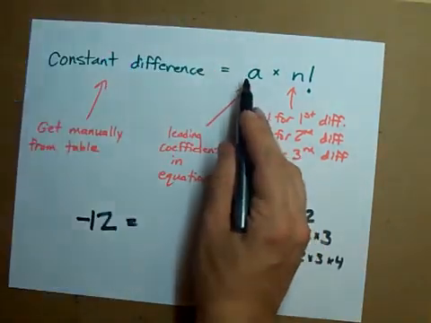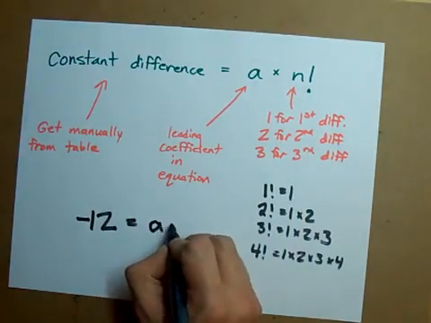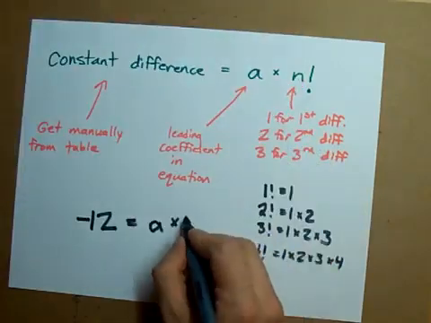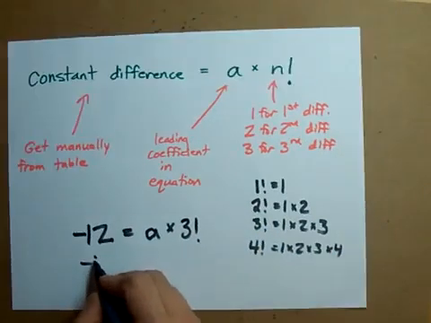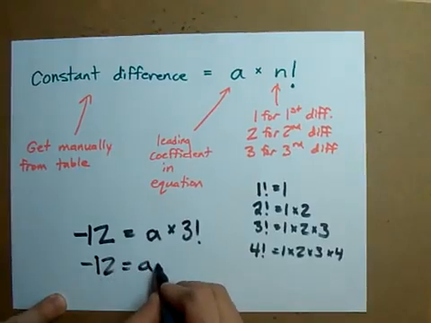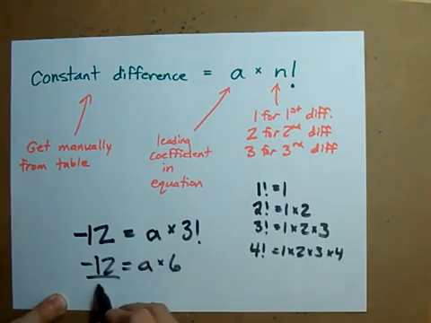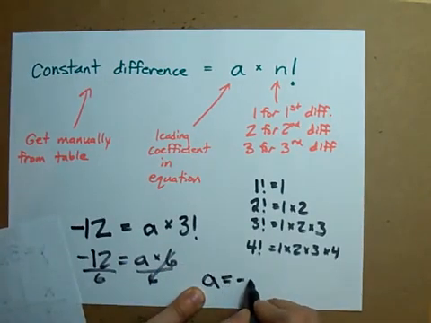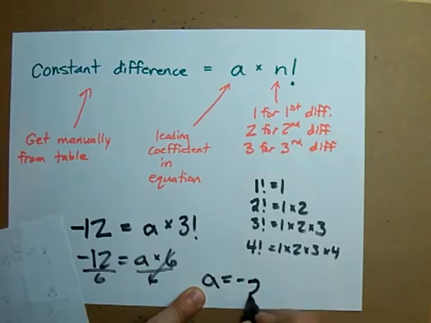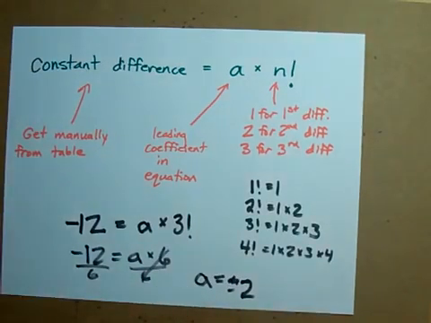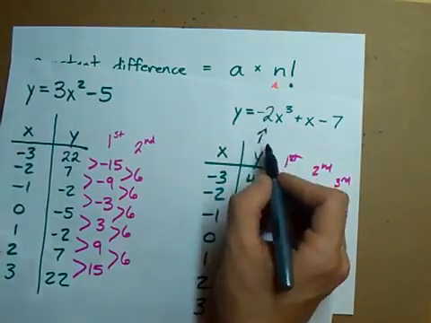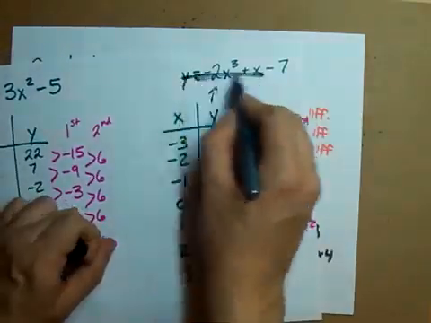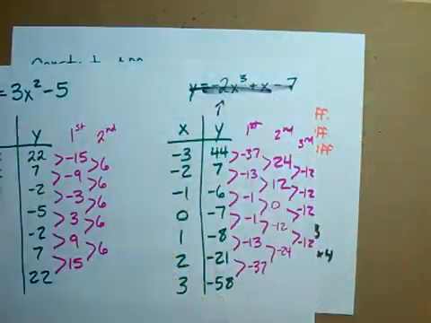equals whatever that coefficient will turn out to be times the degree of the equation, 3 factorial. Now, I know that 3 factorial is 6, and so I can divide both sides by 6, and my leading coefficient turns out to be negative 2. Negative 2. Can I write that properly? Negative 2. Oh, look, it was. And you'll be able to determine what the leading coefficient is, whether you're given that first equation or not. Best of luck.